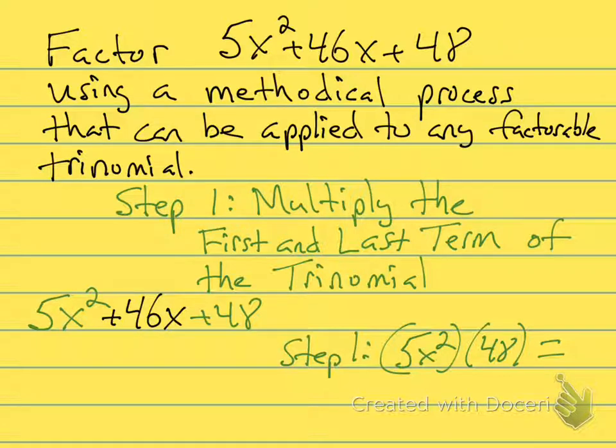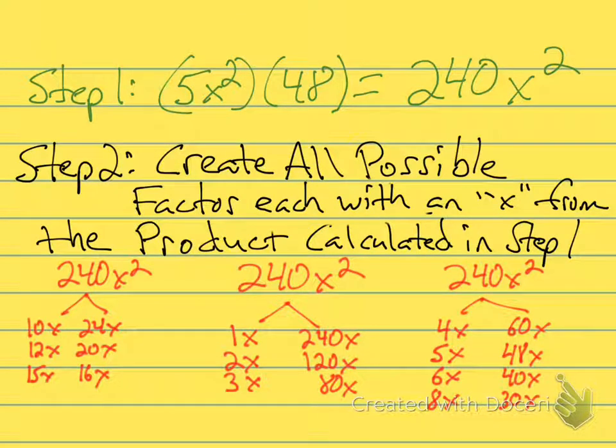Step one is to multiply the first and last term of the trinomial. So in this case, that would be our 5x squared times our 48. When you multiply that 5x squared times that 48, you get 240x squared.